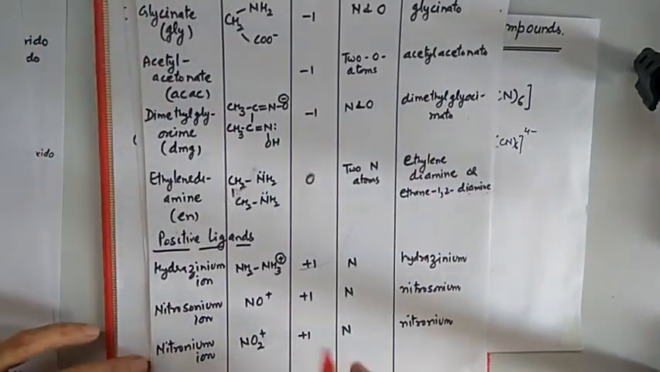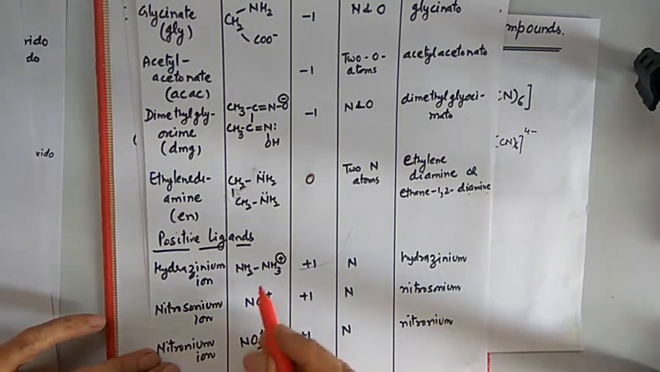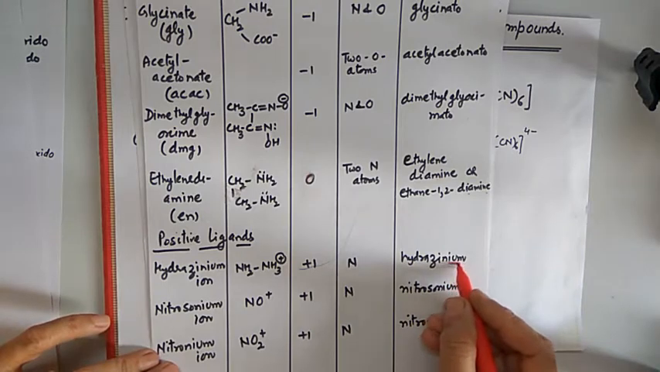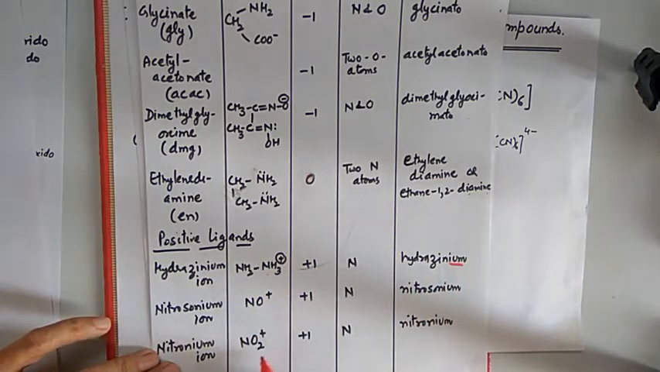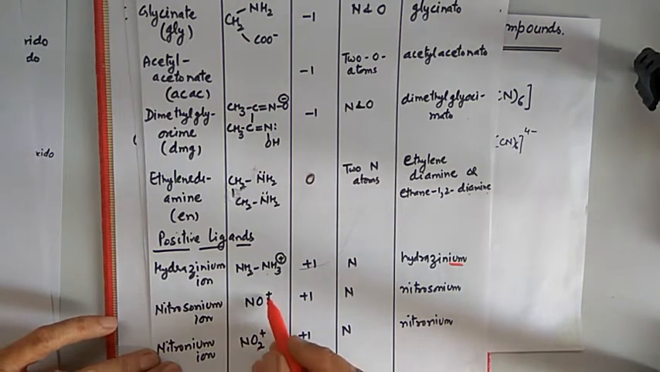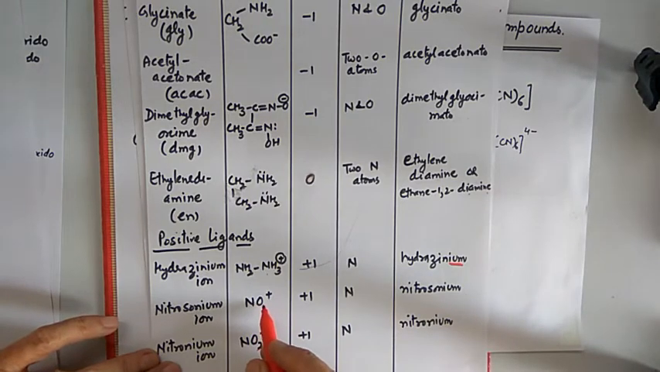Then there are positive ligands. These are monodentate and positive. Their names end with IUM. These are hydrazinium, nitrosonium, nitronium. NO2, when it is carrying -1 charge, we call it nitro or nitrito-N. But when it is used as NO2 positive, it is called nitronium. NO positive is nitrosonium. When it is used as a neutral ligand, it is called nitrosyl.